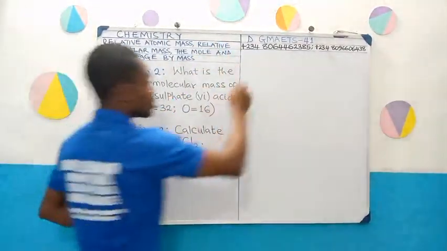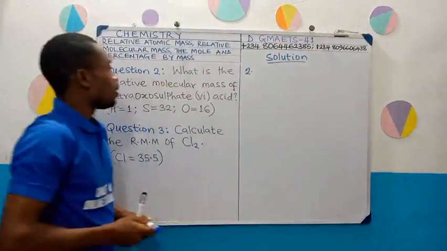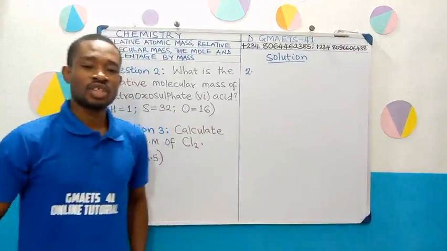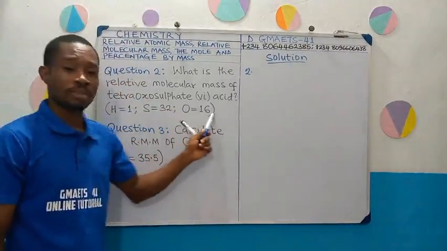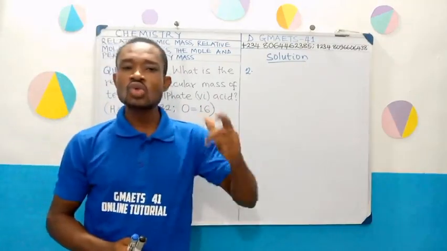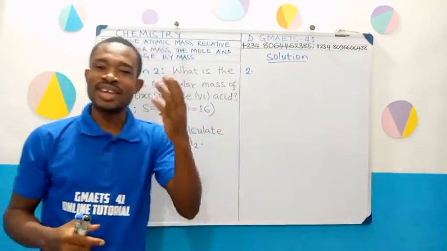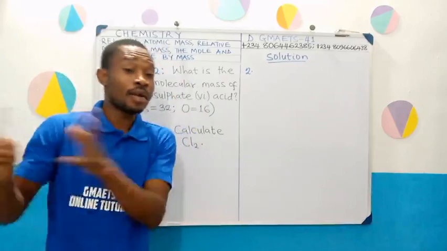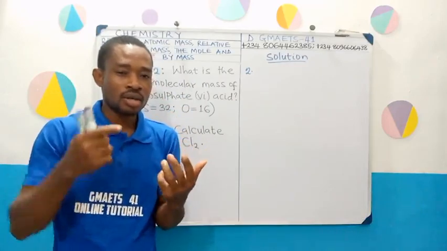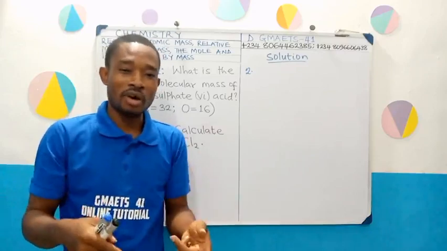Alright, solution. Number 2. What is the relative molecular mass of tetraoxosulfate 6 acid? We're given the relative atomic mass of the elements that made it up. Now, listen as I pronounce it again. Tetraoxosulfate 6 acid. Now, you heard something like oxo. That tetra is a Latin word for 4. It's a number, so it's not an atom, okay? The atoms you heard are oxo and sulfate. That sulfate is the same as sulfur.